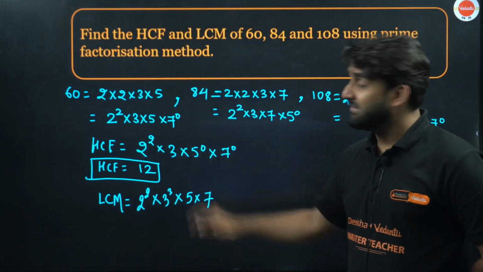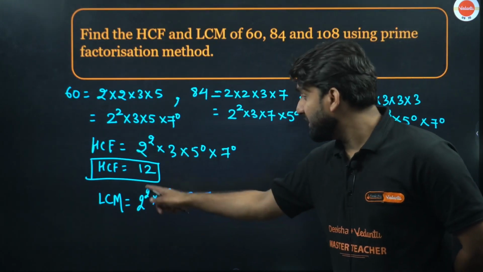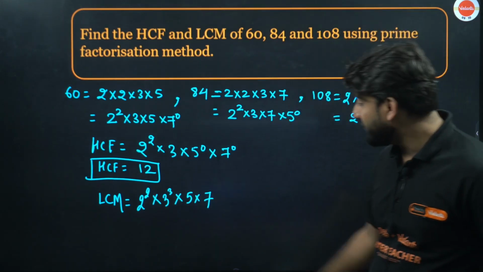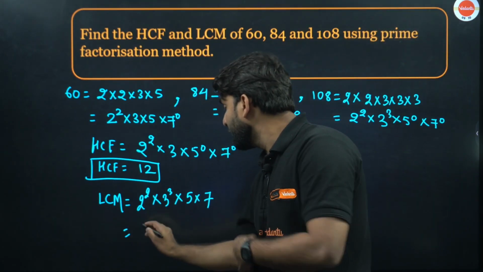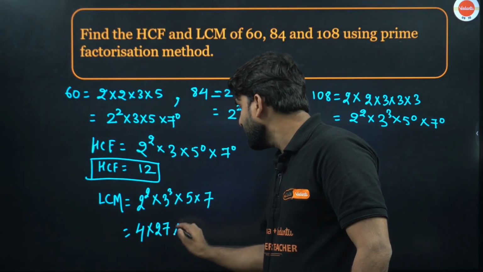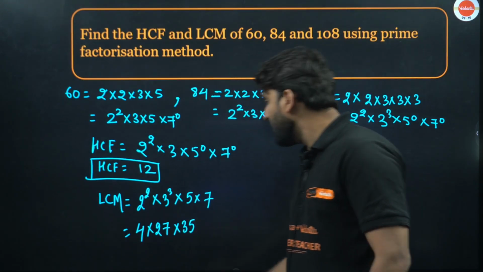For HCF, take the smallest power. For LCM, take the greatest power. Now solve this. So 2 to the 4, 3 cubed is 27, and 7 times 5 is 35.